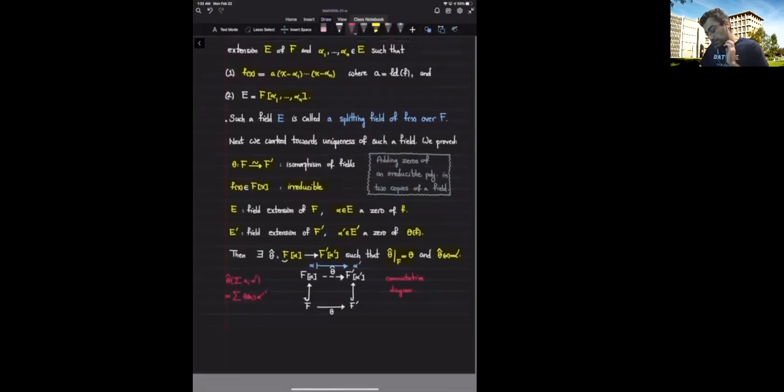Okay, so let's see an immediate corollary of this statement when f is in fact f prime and theta is nothing but identity. So in that case, still we get something non-trivial, and let's call this corollary.